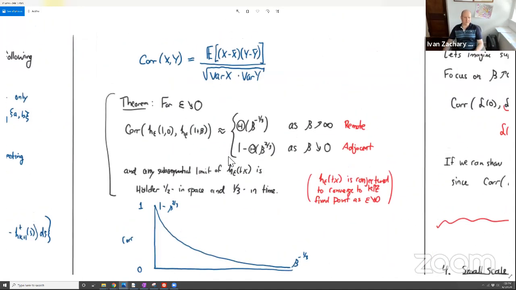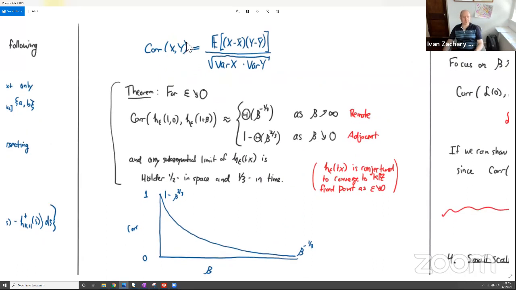So here's, for those who forgot, the correlation of two random variables. It's a number between -1 and 1. It's given in this form: center them, take the expectation of the product of the centered variables, and divide by the square root of the variances.